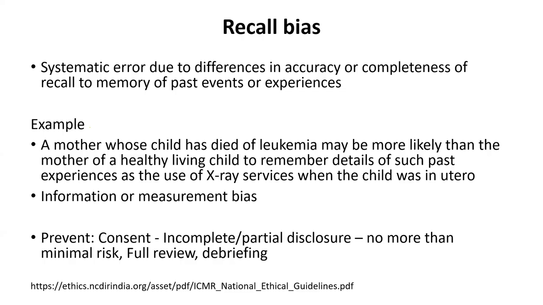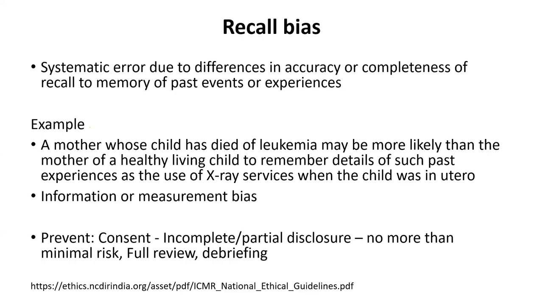So in one group there is going to be a systematic error, and that is going to lead to a bias. Now, many times when we are looking at a potential scenario where a recall bias can occur, apart from looking at, say, objective criteria, one suggestion is to consider incomplete or partial disclosure when you are taking informed consent.